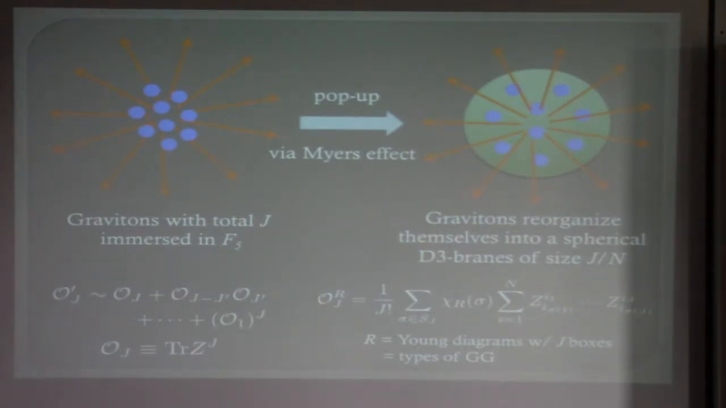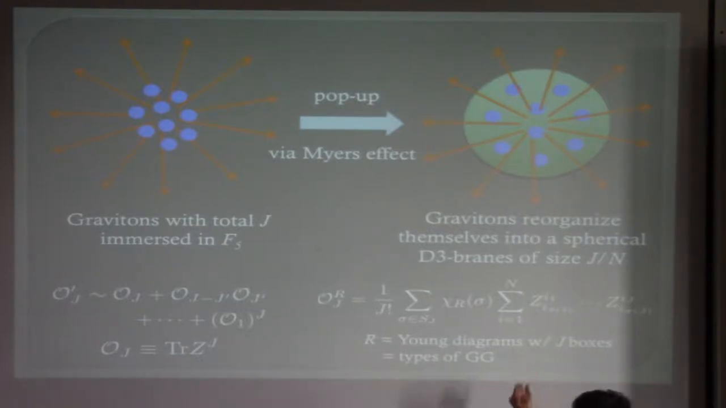The way the giant gravitons were originally discovered is the following. It's known as the Myers effect. These blue dots are supposed to be gravitons with angular momentum J as a whole, immersed in a uniform five-form flux. Then the well-known Myers effect pops up these gravitons into a higher-dimensional object, a D-brane in this case. One graviton corresponds to some operator like trace Z to the J, and because there's a collection of them, it's a multi-trace operator.